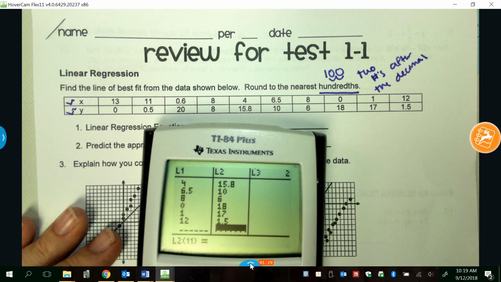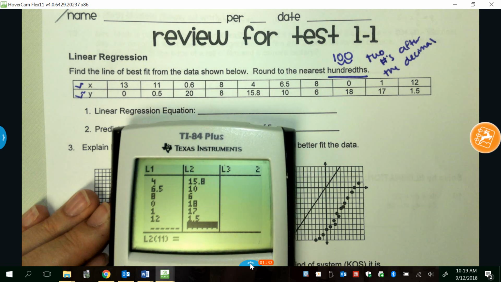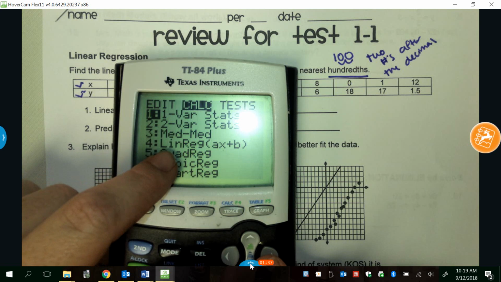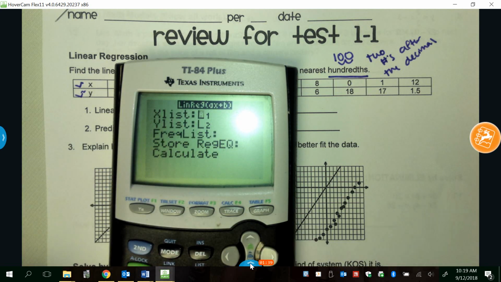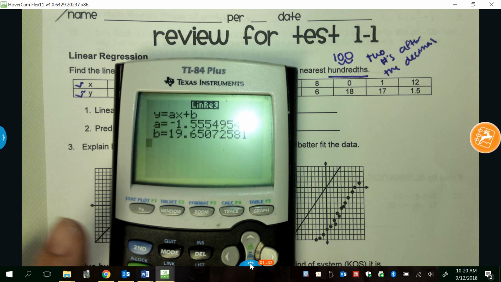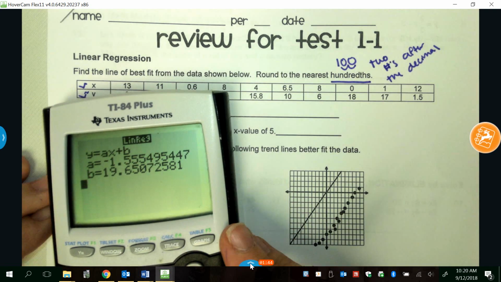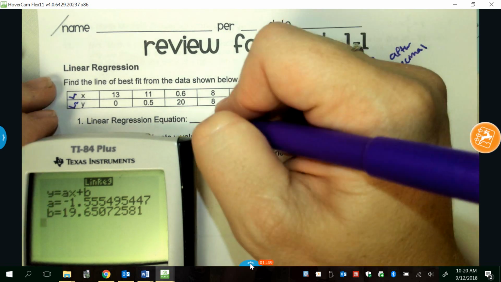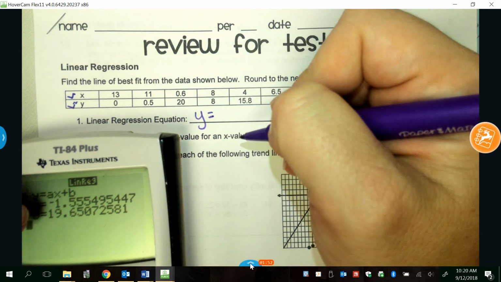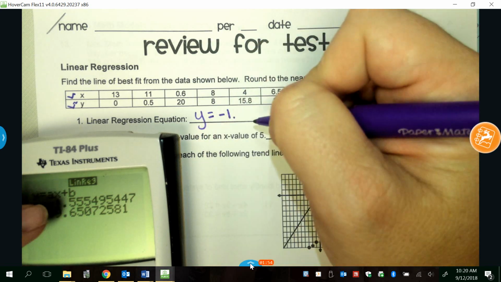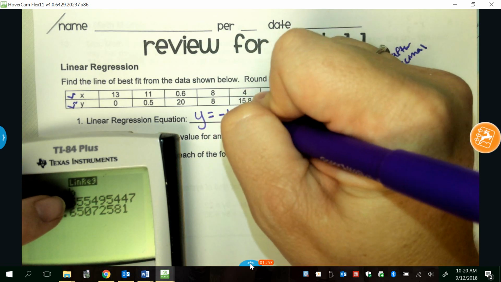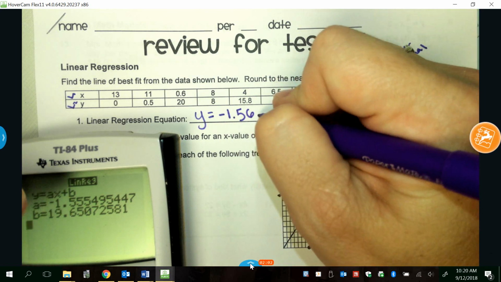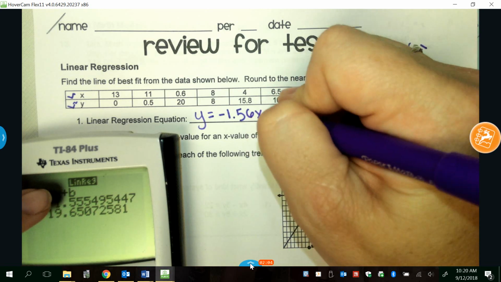Okay, so after this, we're looking for linear regression. So remember, when you hit stat again, we're calculating the equation, and we're looking for linear regression, lin reg. So 4, and you press enter, enter, enter, enter, enter, and it pops up. Okay, so remember we said round to the nearest hundredth place, which is 2 numbers. So we're going to have y equals, it says a, which is our a is negative 1.555. So 5, and then that second 5 is going to turn into a 6 because that 5 makes it go up. Okay, after a comes x, and then we add our b.